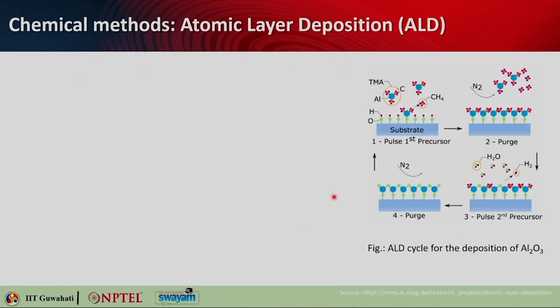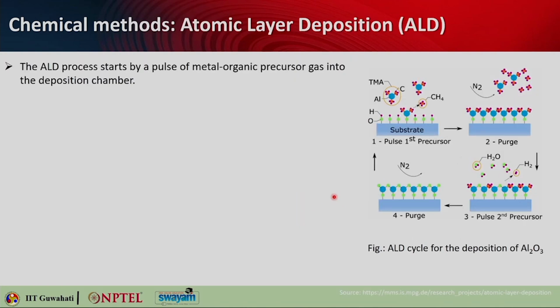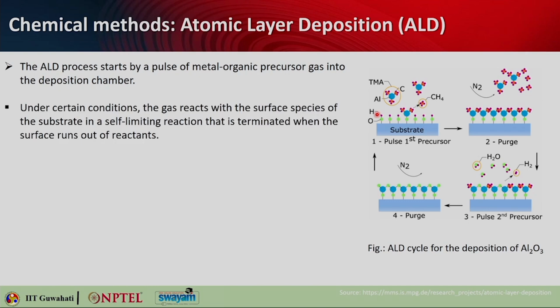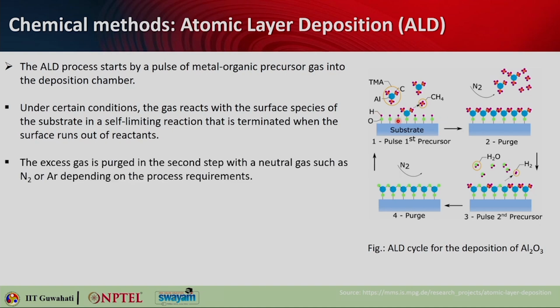So, the next method is atomic layer deposition. Atomic layer deposition, or ALD, starts by a pulse of metal organic precursor gas into a deposition chamber. As you can see here, this is the first stage. Under certain conditions, the gas will react with the surface species of the substrate in a self-limiting reaction that is terminated when the surface runs out of the reactants. That is why it is called a self-limiting reaction, and the excess gas is purged in the next step with a neutral gas. As you can see here, nitrogen is being used for purging. You can also use argon depending on the process requirements.